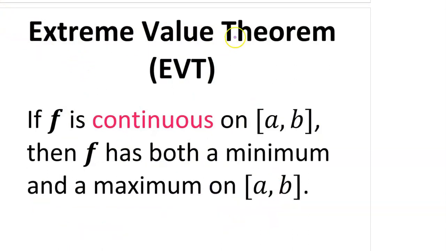Next, we have the extreme value theorem, or EVT. This is pretty self-explanatory. If f is continuous on a closed interval from a to b, then f has both a minimum and a maximum on a to b. And this is an absolute minimum and an absolute maximum.